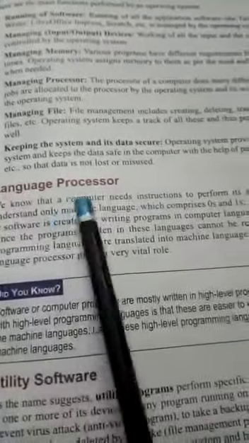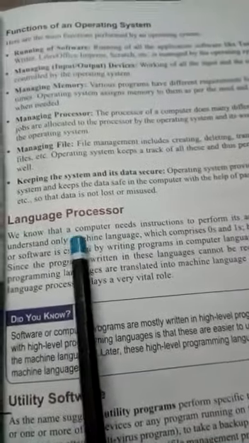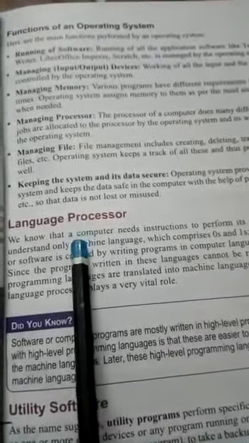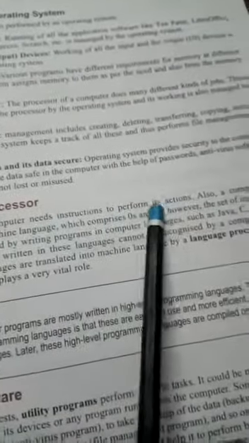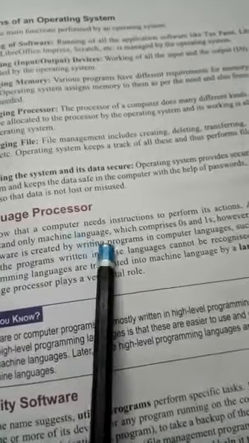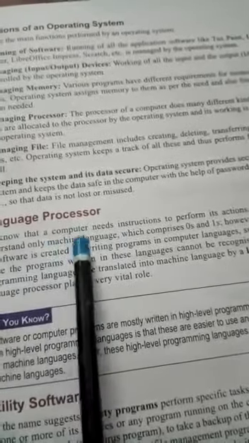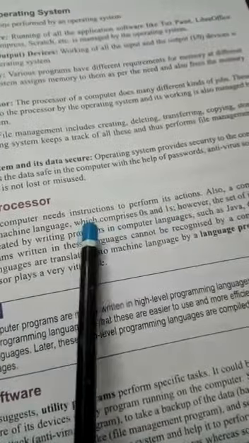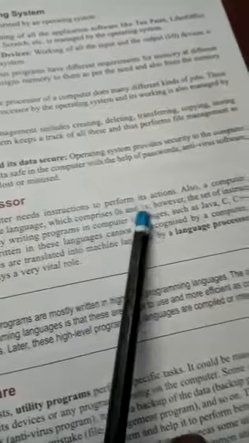We know that a computer needs instructions to perform its actions. Of course, a computer cannot work on its own. It gets the input and then it processes it, isn't it? Also, a computer can understand only machine language. So a computer has a separate language called machine language, which comprises only zeros and ones. The computer understands everything as zeros and ones.